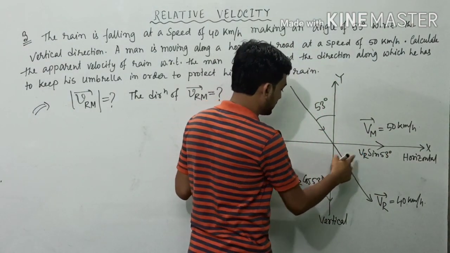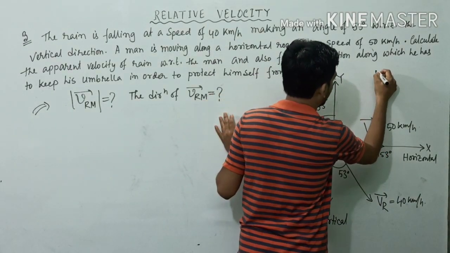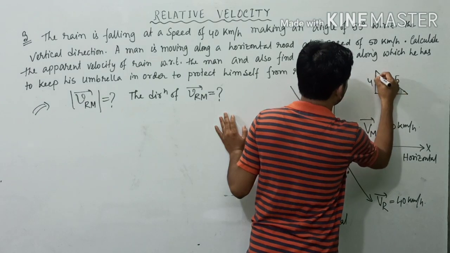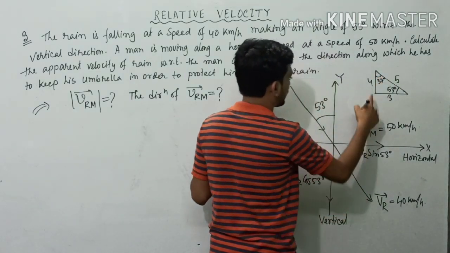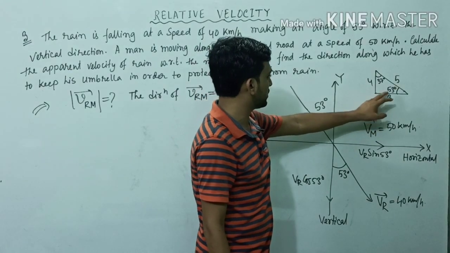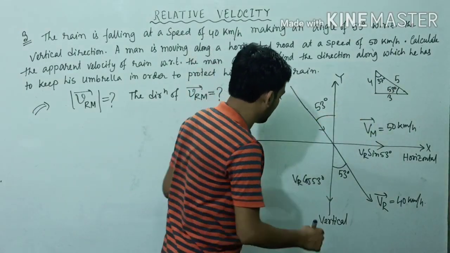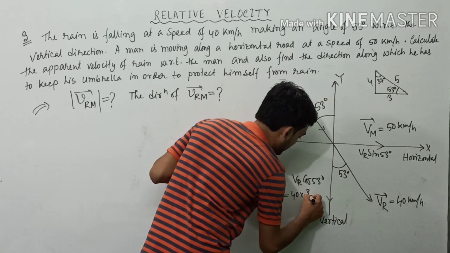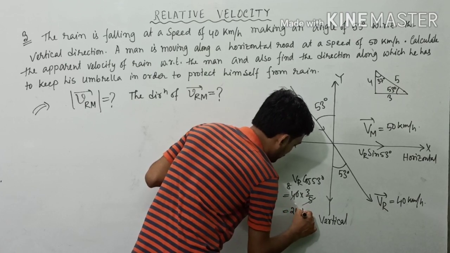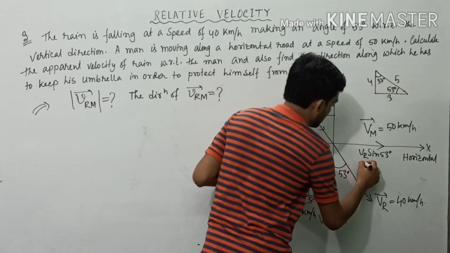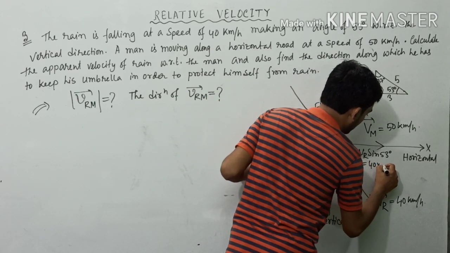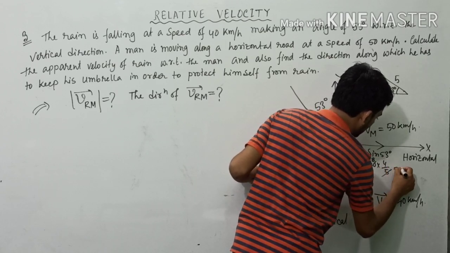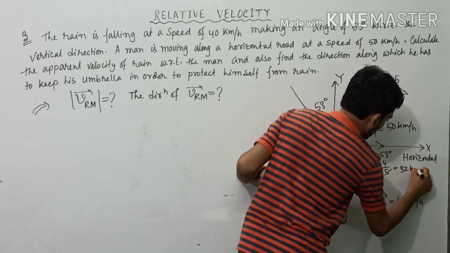Now sin 53 degree and cos 53 degree can be obtained from this triangle 5 4 3. This one is 53 degree, this angle is 37 degree. So from this triangle we can write cos 53 is 3 by 5 and sin 53 is 4 by 5. So what is Vr? Vr is 40 km per hour. 40 into 3 by 5, that is equal to 24 km per hour, and here it will be 40 into 4 by 5, that is equal to 32 km per hour.